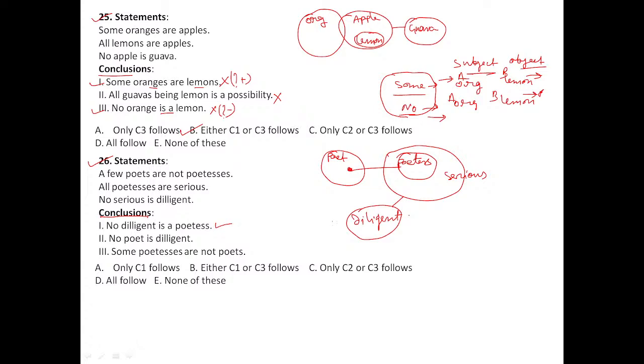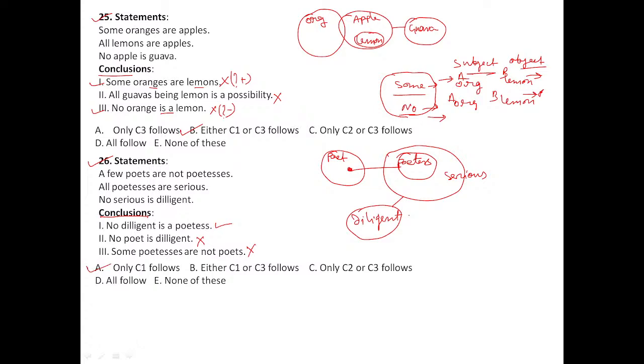No poet is diligent. You can't confirm anything. There is no definite relation in positive or negative tone. Okay. So conclusion 3, some poetess are not poets. See, I told you just before starting the check of this conclusion part that some poets are not poetess. This does not mean that some poetess are not poets. Okay, so this is cancelled, cross. So only C1 follows. Option A is the correct answer here.